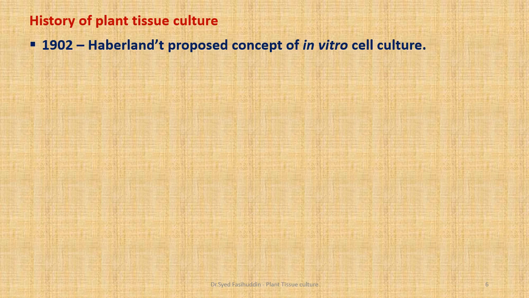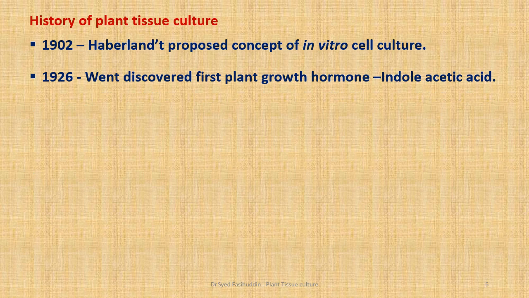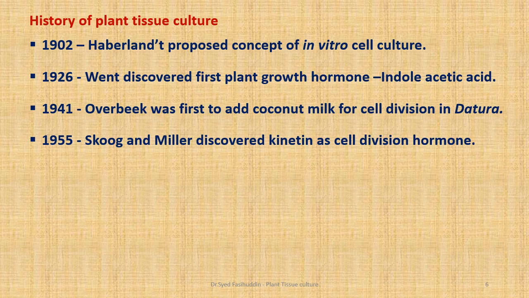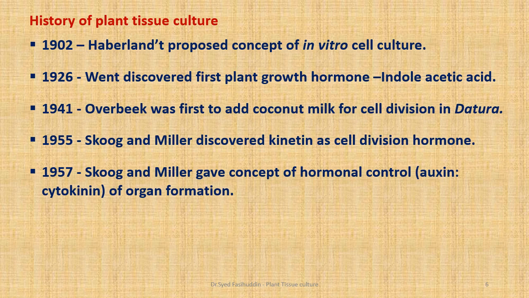History of plant tissue culture. In 1902, Haberlandt proposed the concept of in vitro cell culture. In 1926, Went discovered the first plant growth hormone, that is indole acetic acid. In 1941, Overbeek was first to add coconut milk for cell division in Datura. In 1955, Skoog and Miller discovered kinetin as cell division hormone. In 1957, Skoog and Miller gave the concept of hormonal control of organ formation using auxin and cytokinins.